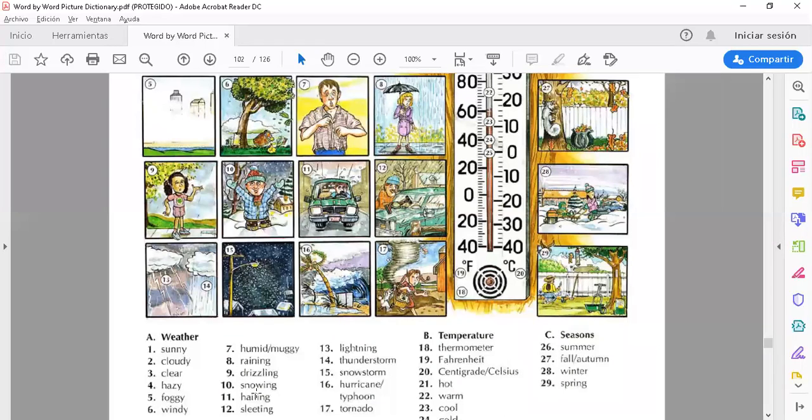How do you say granizo? Hail. Next one, we have number 12. Sleeting. ¿Qué creen que está pasando acá? Hay una pequeña capa de hielo cubriendo las cosas. Sleeting es como que está cayendo, está medio lloviendo, pero está tan helado que se vuelve hielo ya cuando toca la superficie de las cosas. Ok, es sleeting.